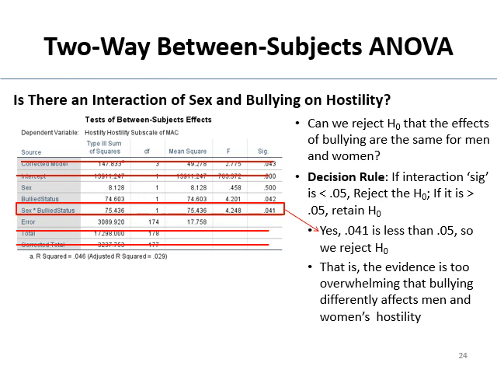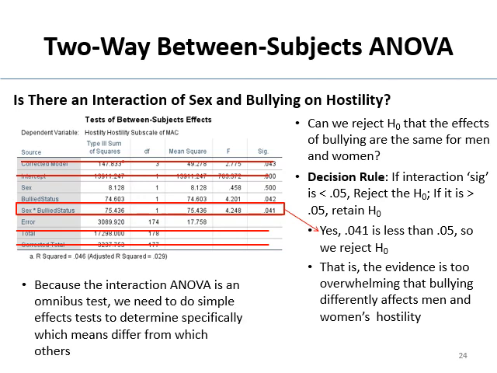Well, okay, who's more hostile, right? That's the question. That's what are you going to tell grandma? So we have to keep going and do simple effects tests. Because the interaction ANOVA is an omnibus test, it just tells you, yeah, the effects of one IV were different at the levels of the other. We have to do simple effects tests to determine exactly which means differ from each other.